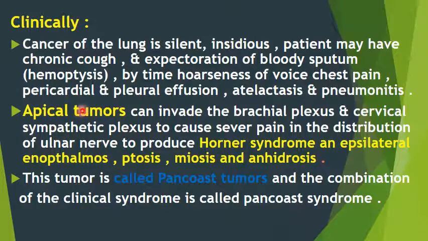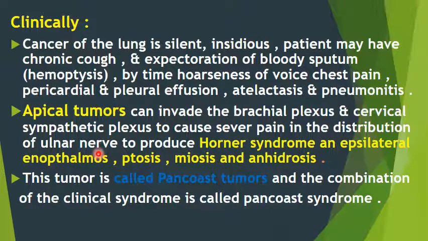There is a certain type of tumor that arises in the apex of the lung, the upper part of the lung. It is called an apical tumor, or Pancoast tumor. Because of its anatomical situation, this type of tumor might invade the brachial plexus and cervical sympathetic plexus, which leads to severe pain in the distribution of the ulnar nerve.